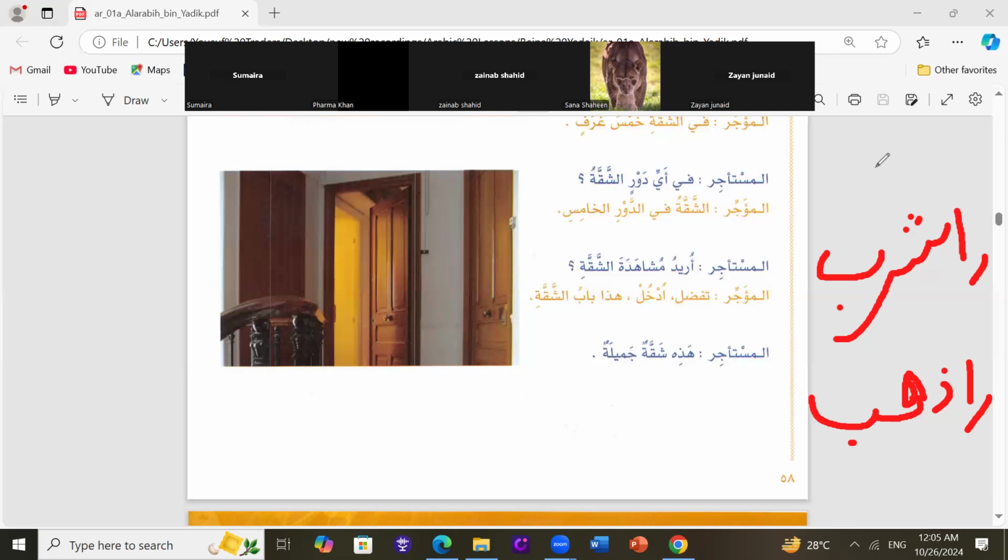Like ashrabu, I drink. Akulu, I eat. Azhabu, I go. And what else? Uridu, I want. Ushahidu, I watch. Here udkhul is a commanding word. Ishrab is a commanding word. In commanding words there is some i'rab difference. Here you can see the i'rab pesh is used at the beginning, but here you can see i'rab zair is used.